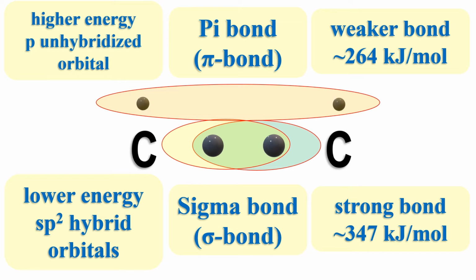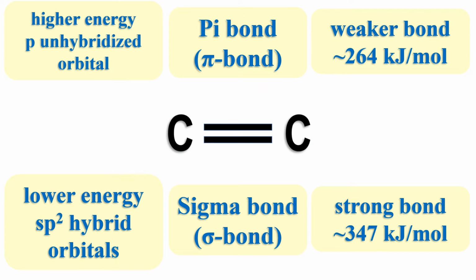The two bonds between the carbon atoms can be called a double bond. When seeing these two lines between carbon atoms, students often ask me which is the sigma bond and which is the pi bond. My response is it doesn't matter. Just understand that one of these lines is the sigma bond, which is the lower energy sp2 hybrid orbital overlap, and the stronger bond. And one of the lines is the pi bond, which is from the higher energy p unhybridized orbital overlap and a weaker bond.